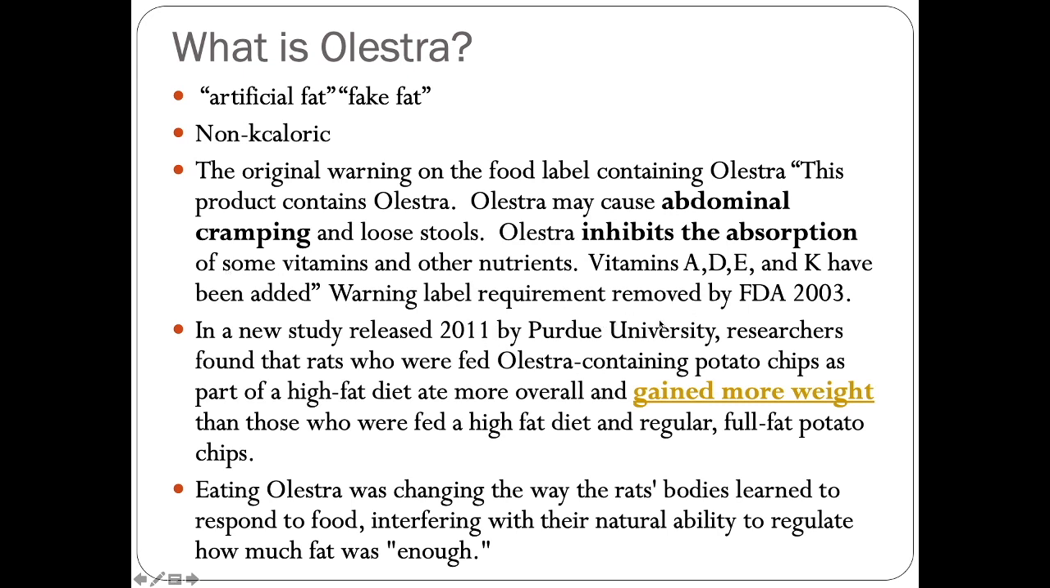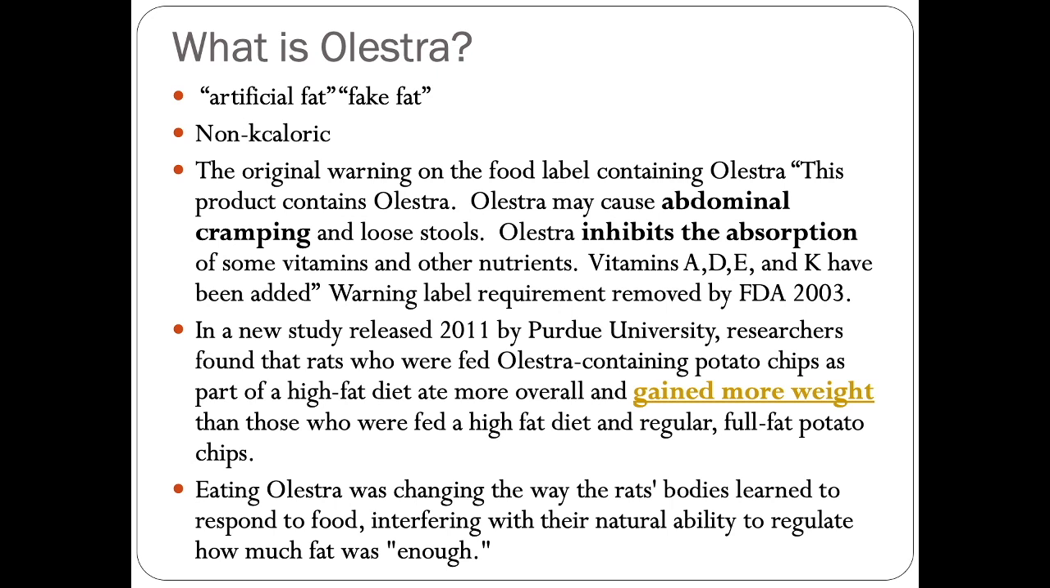In 2011, Purdue University researchers determined that rats who were fed olestra-containing potato chips as part of a high-fat diet ate more overall and gained more weight than those who were fed a high-fat diet and regular full-fat potato chips, meaning that you are probably shooting yourself in the foot, much the same way that drinking a lot of soda with artificial sweeteners will probably make you desire and consume more sugar overall.